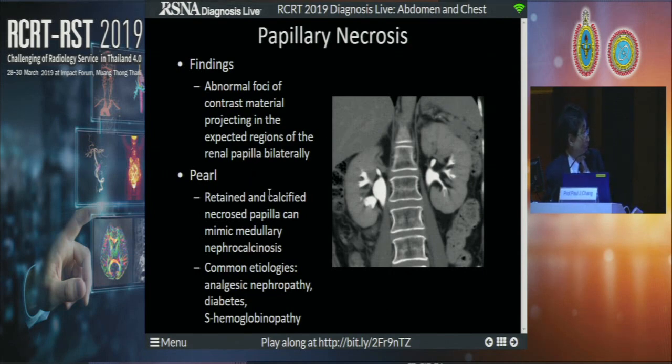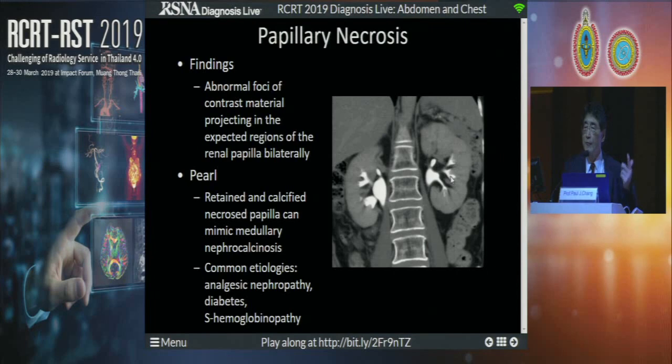Now, the appearance of papillary necrosis is very wide, and it depends on what happens to the papilla when it necroses. Sometimes the papilla will actually slough off. It will go away, and then you have these bizarre flame shapes. But most of the time, the papilla, even though it's necrosed, stays within the area, and you get reflux into necrotic areas or regions of the necrotic papilla. Occasionally, the necrotic papilla can calcify.